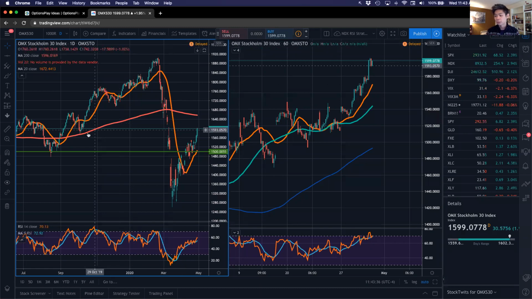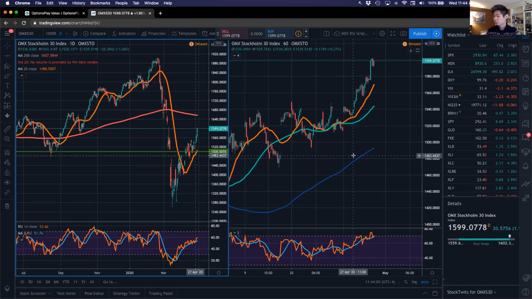I will point out some levels here on the Stockholm OMX S30. You have that 1575 level that it managed to break above. There's a little bit more upside, in my opinion, to the 200-day moving average, which currently sits at around 1650 or so. So you still have another, I would say, 50 points to the upside on the OMX 30. That will likely be more of a grind here.